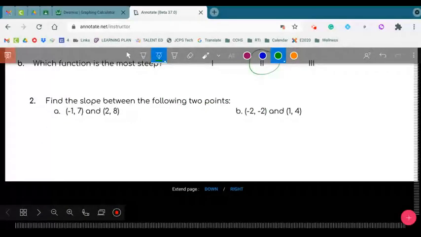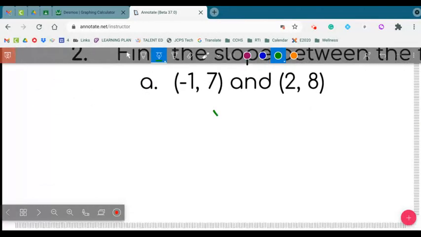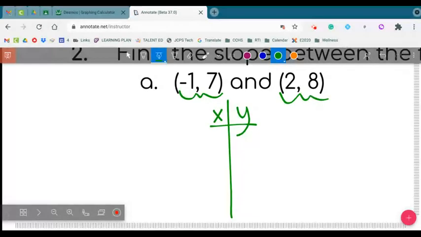Okay, so going down to number 2, it says find the slope between the following 2 points. So I'm going to do one with the table, and I'm going to do one with the equation. If I create a table, you have to make sure you put the first set and then the second set. You can't mix your sets. So I'm going to have -1, 7, and 2, 8.